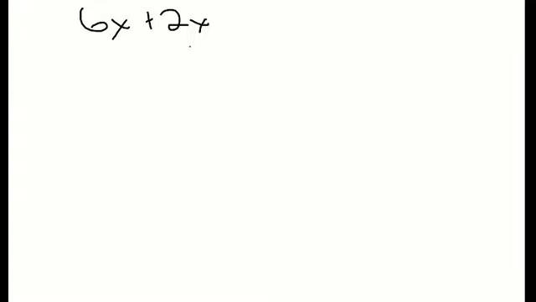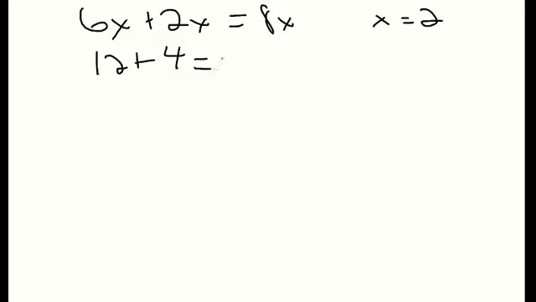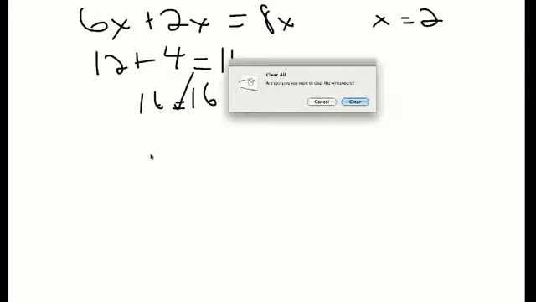6x plus 2x equals 8x. We're actually going to make somewhat of an equation. Let's say x equals 2. So we get 6 times 2, which is 12, plus 2 times 2, which is 4, equals 8 times 2, which is 16. So then we check it, and bam, 16 equals 16. So it looks like you were right.